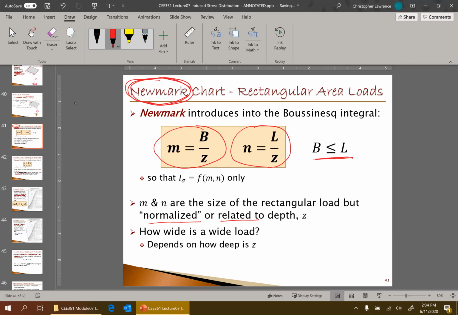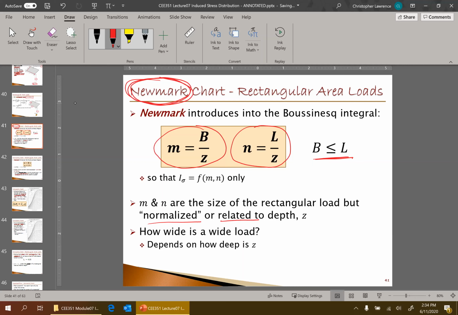If you're working on a problem that has multiple loads, I wouldn't say change from the Newmark chart and go to the square just because b equals L. You don't have to do that. The square can be done exactly the same way as we're doing right here, okay? So first of all, the width is always less than or equal to the length. So we have to keep straight which one is m and which one is n. M is the width over the depth, and n is the length over the depth. This is the normalized, or relative, width and length of the rectangular area load.